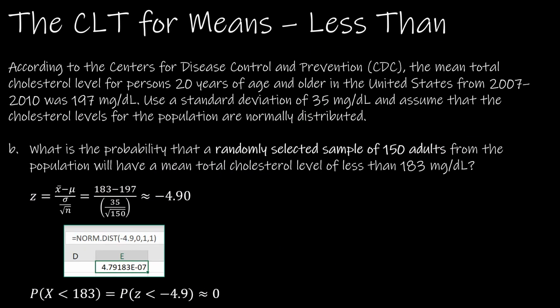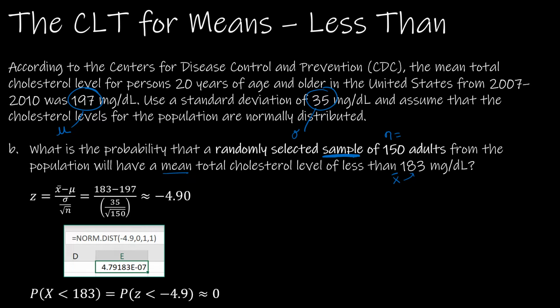Now let's take a look at the exact same question, but using a sample instead. And if you'll notice, I'm still using 197 as mu and 35 as sigma. But now I have a randomly selected sample of 150 instead of a population. So I've got this other variable of n, which is 150. And we're asking, again, the exact same value for x, 183. We're saying, what is the probability that the mean will be 183? So this is actually x bar, a mean of 183.